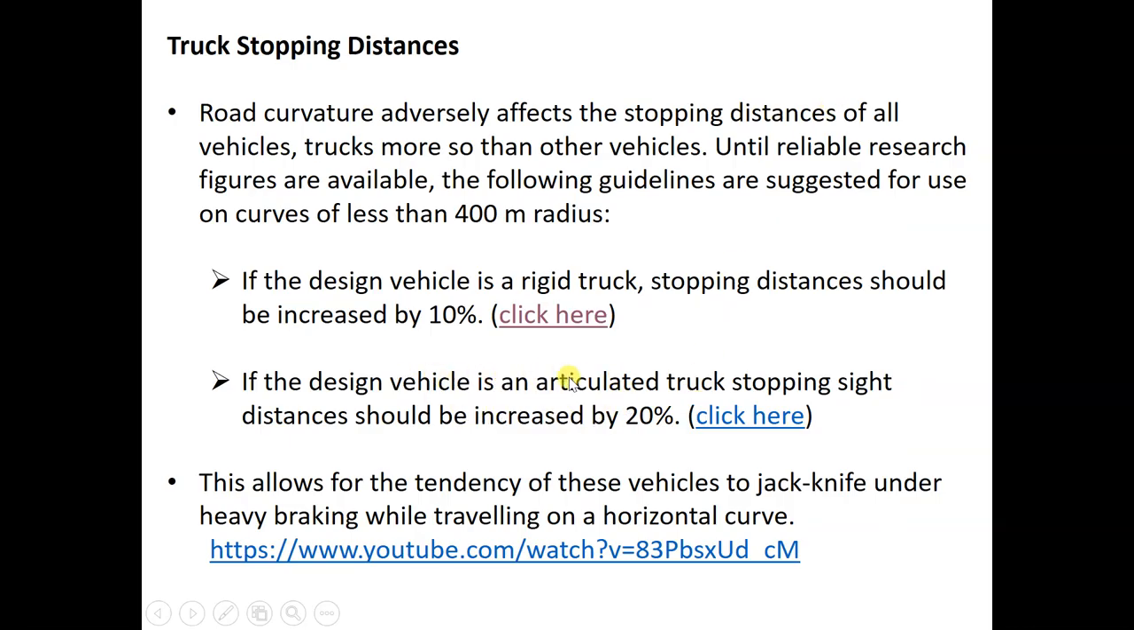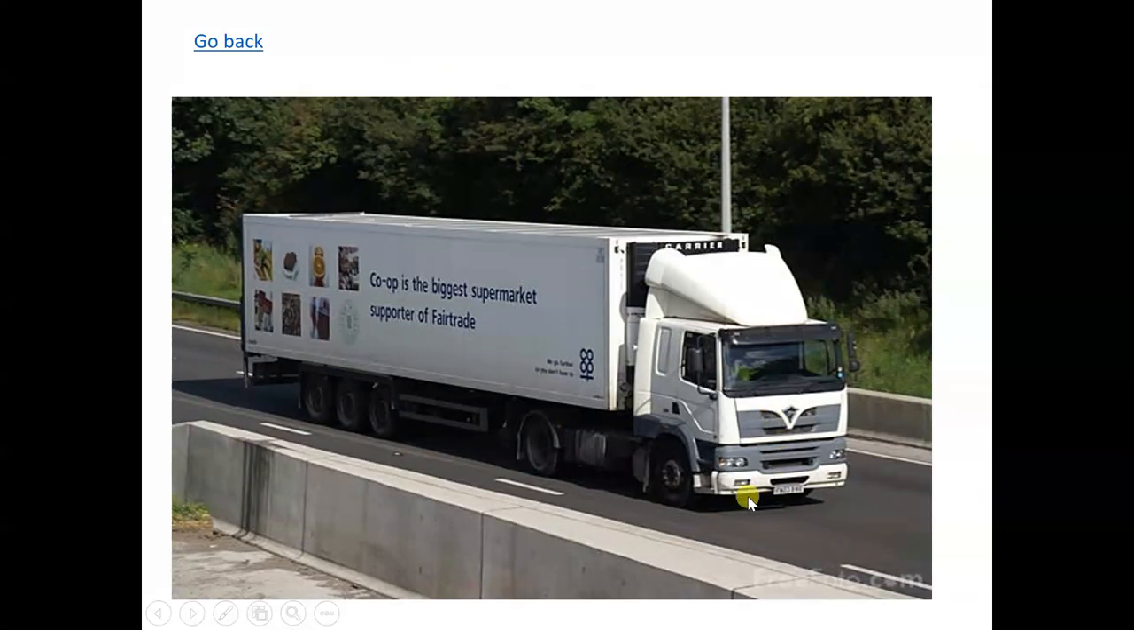If the vehicle is an articulated truck, the stopping sight distance should be increased by 20%. This is a longer truck. Most of the longer trucks cannot be rigid trucks, because otherwise they cannot turn on a very tight bend. For example, this truck here has these tires, and there's something below this container so that it can turn.